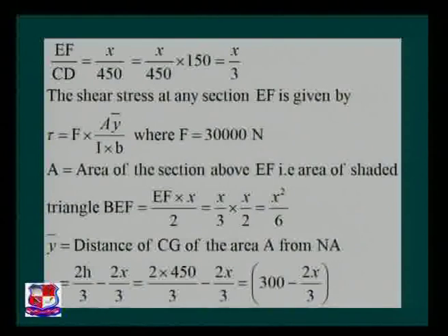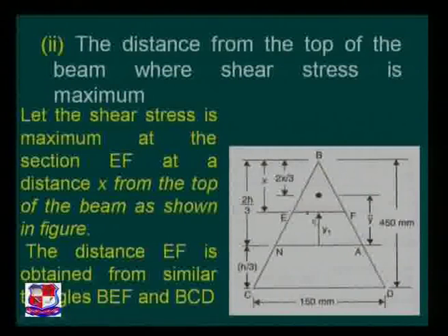Now the shear stress at any section EF is given by tau is equal to F A y bar by I B, where F is equal to 30,000 Newton. A is the area of the section above the level of EF, that is the area of shaded triangle BEF. We want to refer to the figure. I want to find out the area of this small triangle BEF.